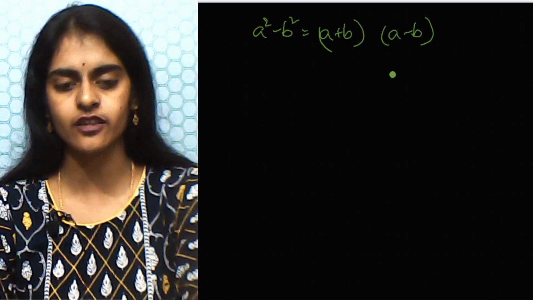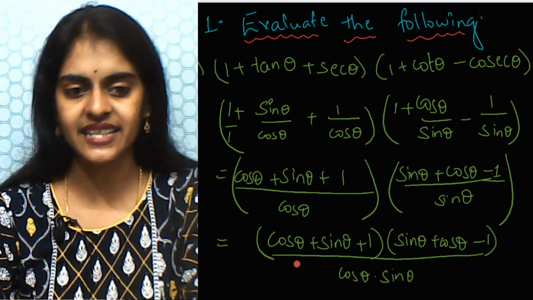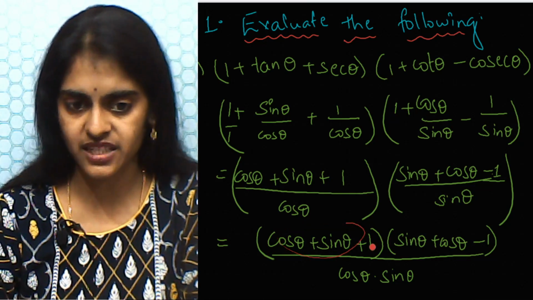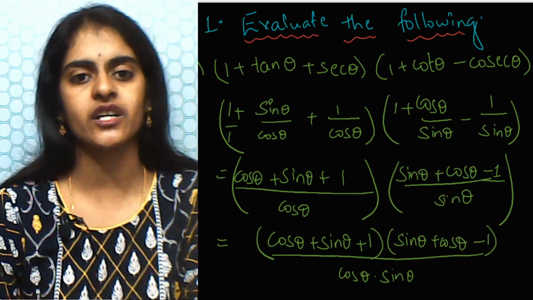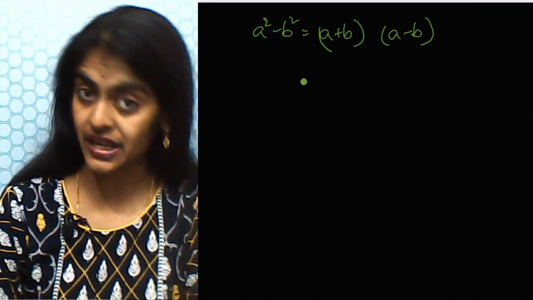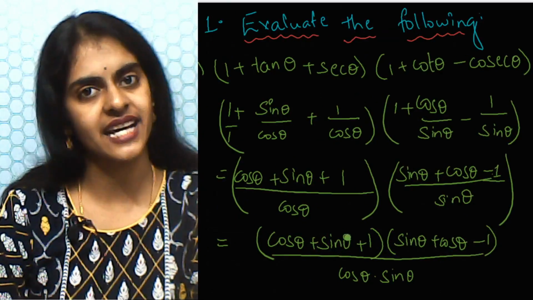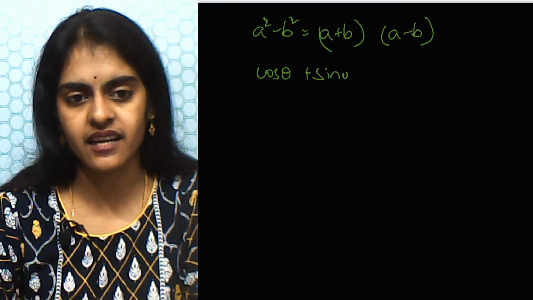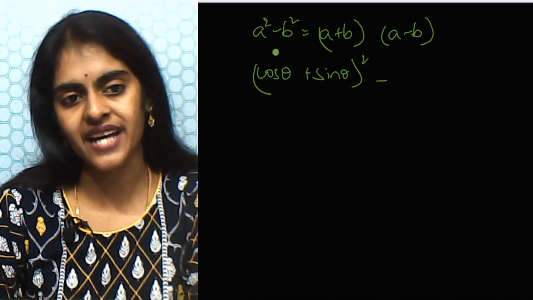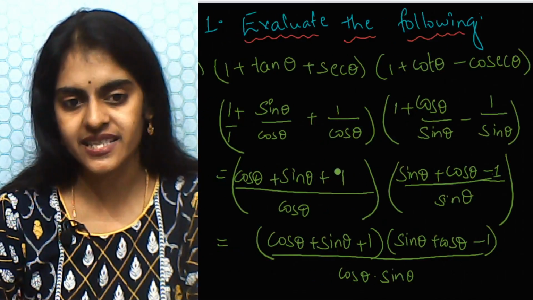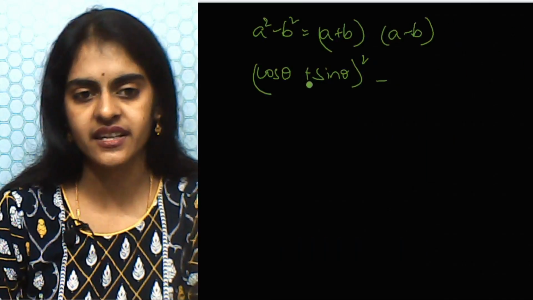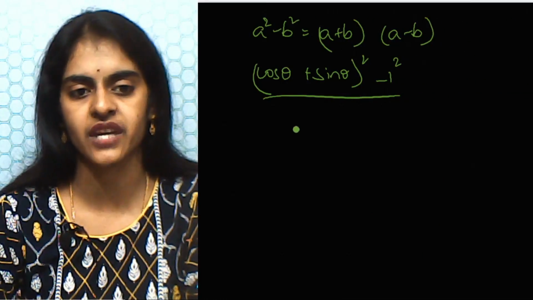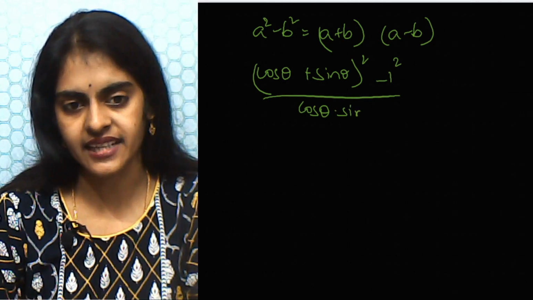This identity we know, isn't it? Algebraic identity. So here also you can see this complete thing, cos theta plus sin theta, is a. So this is a plus b into a minus b, and you can write it as a square minus b square. Here a is cos theta plus sin theta, so this is (cos theta plus sin theta) square, a square, minus b square. What is b? b is nothing but 1. So minus 1 square, divided by the denominator you have, cos theta sin theta.